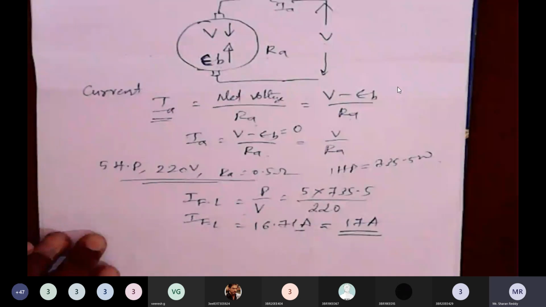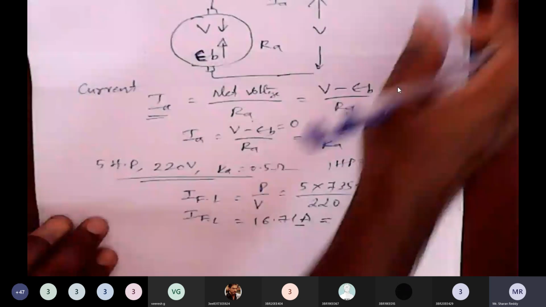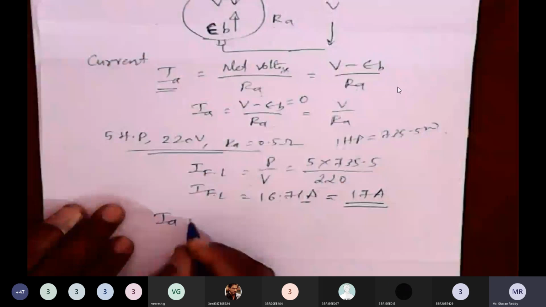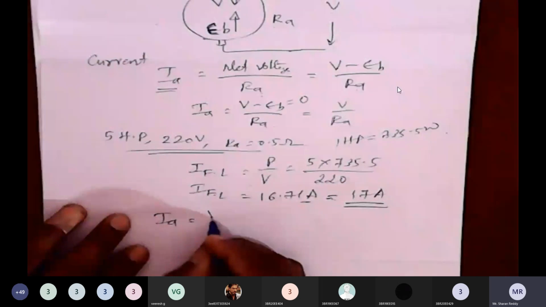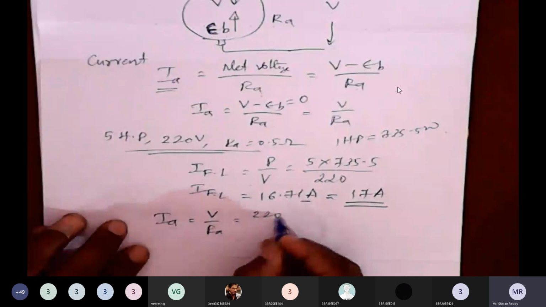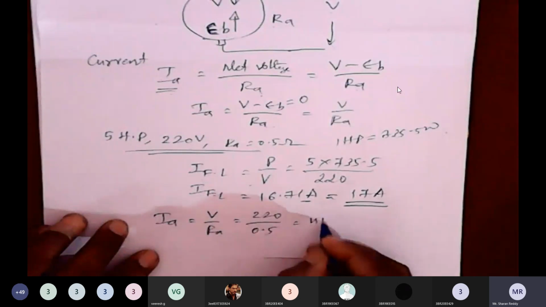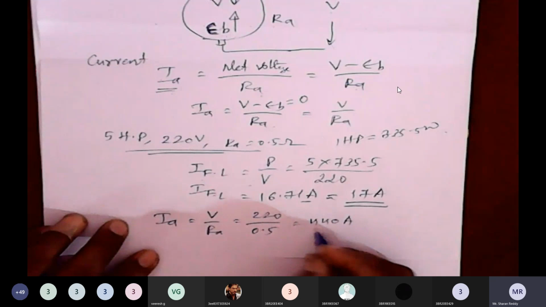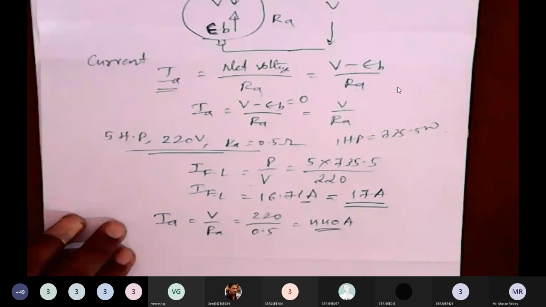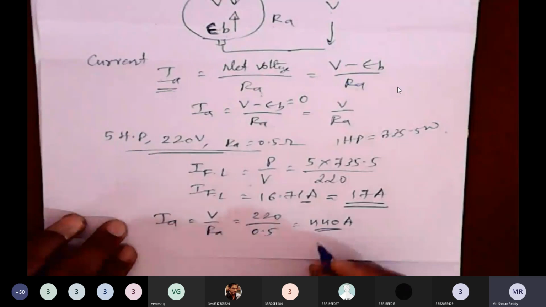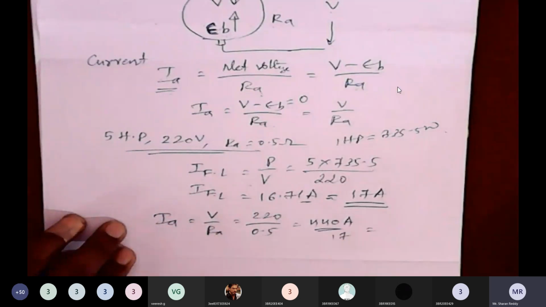But if you don't use the starter, this is what happens. This is the full load current. Now, if you are not using any starter, what is the current taken by the motor? It becomes V by Ra. What is V? 220 divided by Ra, which is 0.5. Therefore, the current taken by the motor at the time of starting will be 440 amperes. Then how many times is it greater? If you divide by 17, how many times more current will it take? Nearly 26 times.